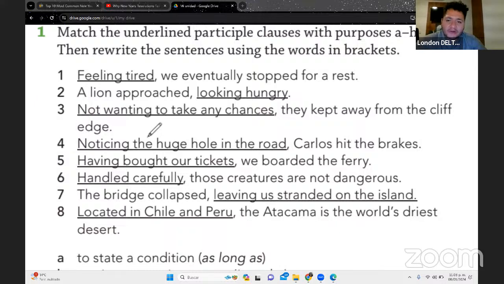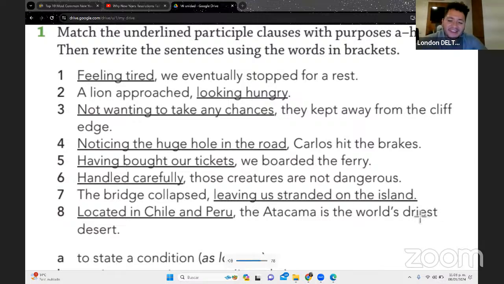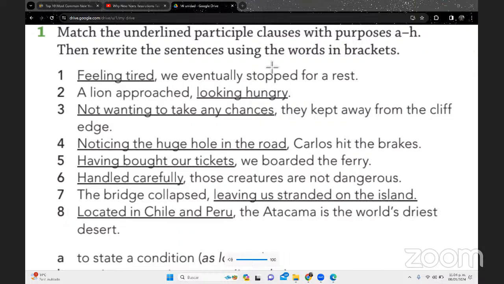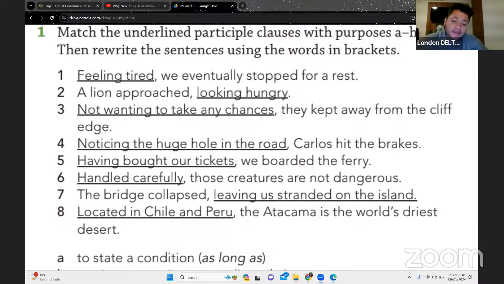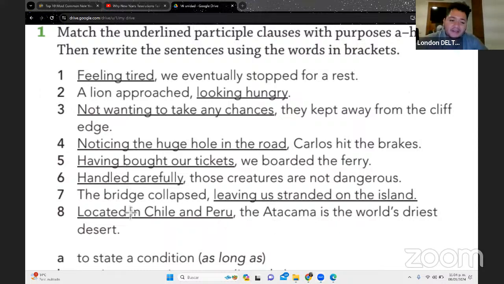But let's see number 7. Please, Moni, can you read number 7? Sí. The bridge collapsed, leaving us stranded on the island. Island, please. Iceland? Island, cuidado. Iceland sería Islandia. La S no se pronuncia en isla, decimos island. Ah, island. Excellent. Okay. So it says the bridge. ¿Saben qué quiere decir bridge?